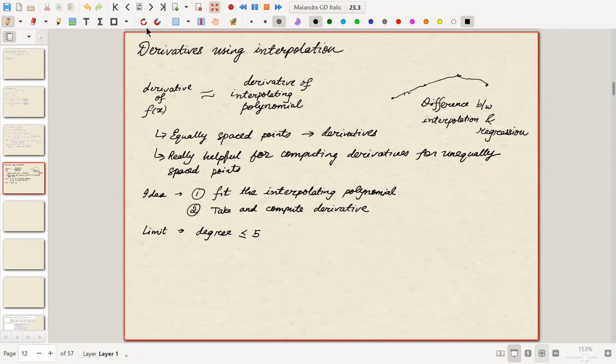So notice that the method of interpolation is a local concept. It's not a global concept. Why am I saying it's a local concept? Given a set of points, you can only apply it to a few of those points only.